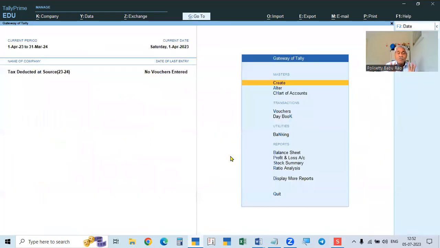So like this, we have to enable it first in F11 features. That is only once. That's all. Once you enable it, it is forever. It will not be changed. So you only have to do it once.